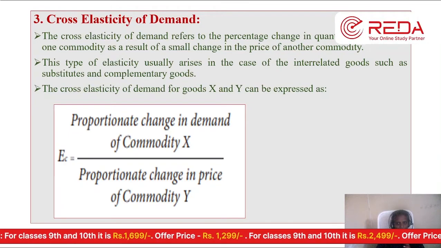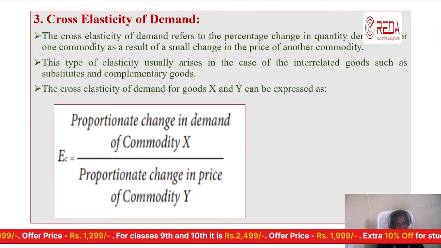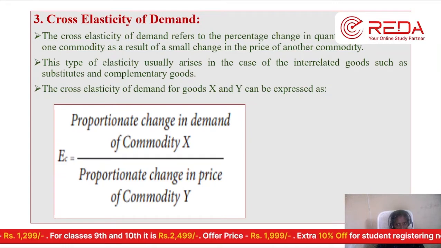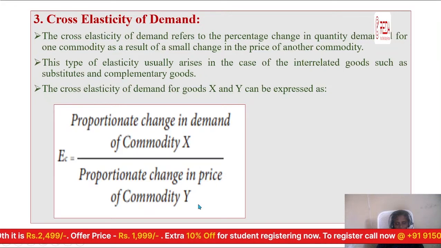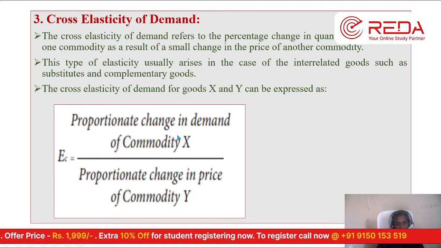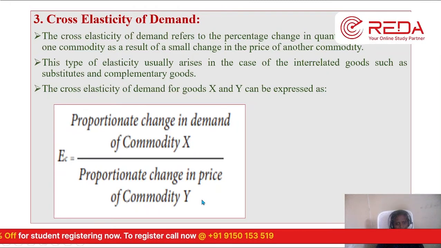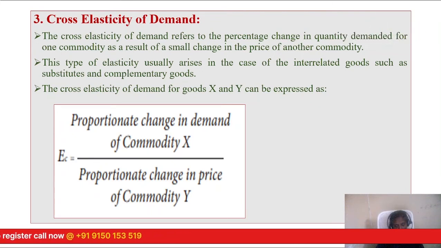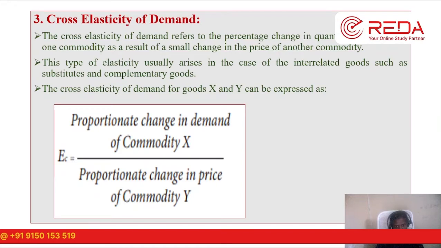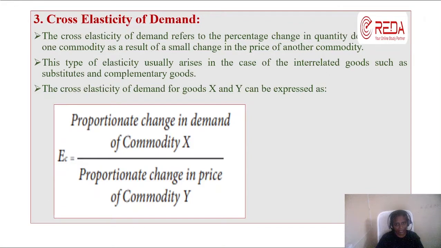So with interrelated goods, we need to analyze the demand for the interrelated goods also. Whenever there is a proportionate change in the price level of commodity Y, what will happen to the demand for commodity X? For example, we have seen substitute goods and complementary goods, like coffee and tea, car and petrol, bread and butter, pen and ink. These are all examples of substitutes and complementary goods.